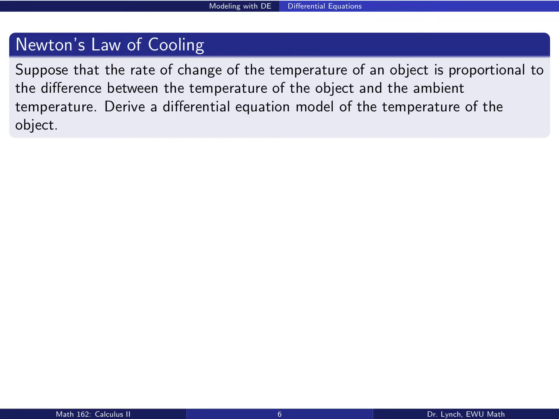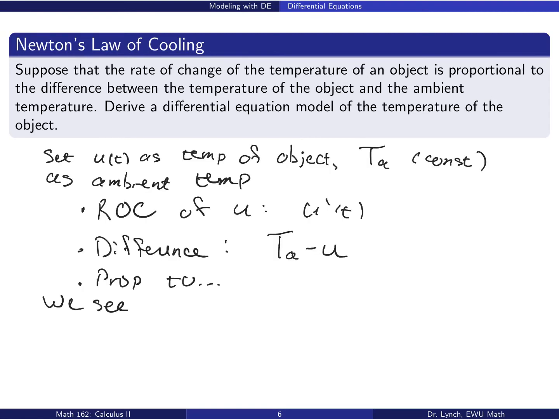Okay, here's one more example. Let's suppose that the rate of change of the temperature of an object is proportional to the difference between the temperature of the object and the ambient temperature. We'll derive a differential equation model for this too. So in this case, we take U of t to be the temperature of the object. T sub a, which is a constant, is going to be the ambient temperature.